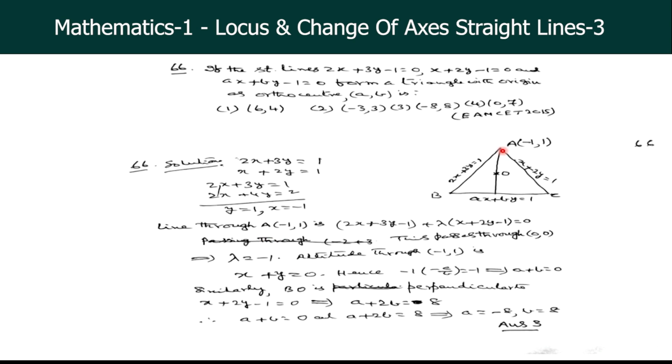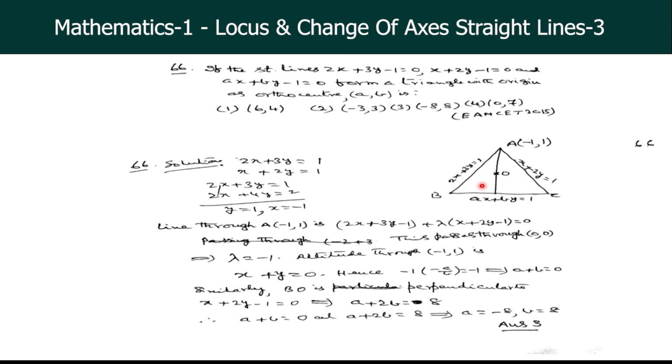A is the vertex (-1, 1). So the line through A(-1, 1) is of the form (2x + 3y - 1) + λ(x + 2y - 1) = 0, because it is the point of intersection of these two lines, 2x + 3y = 1 and x + 2y = 1. This passes through the origin, because the origin is on the perpendicular.